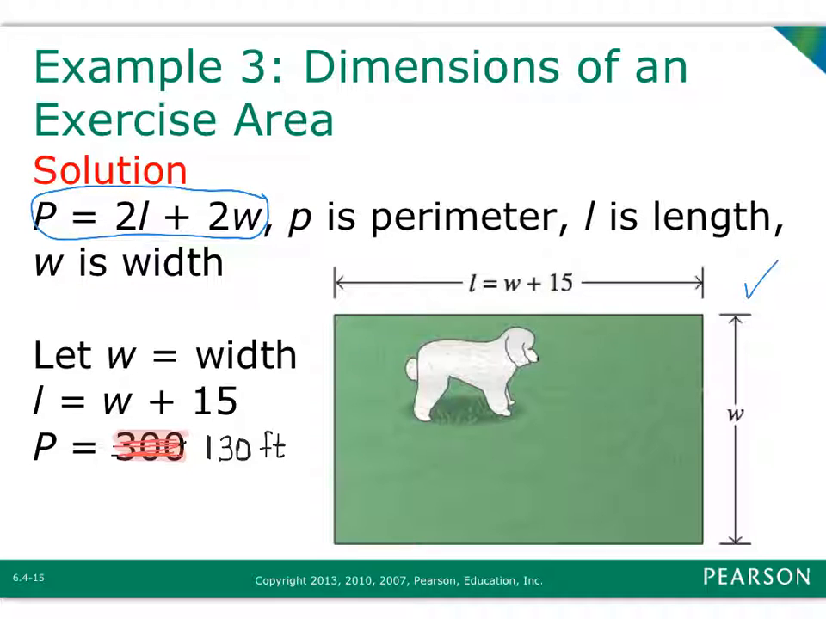And we have our strategy, which is the perimeter is equal to 2L plus 2W. P is the perimeter, L is the length, and W is the width. We let W equal the width, the length is W plus 15, and the perimeter is 130 feet. Somehow or another I accidentally put 300 there, but that is incorrect.